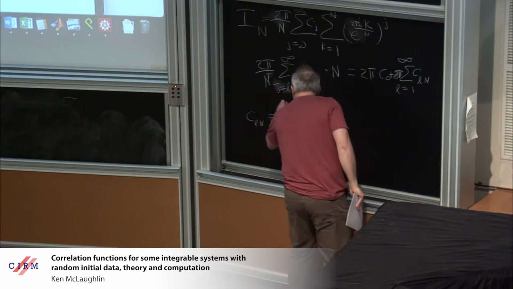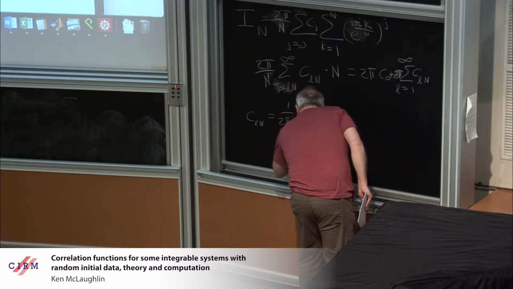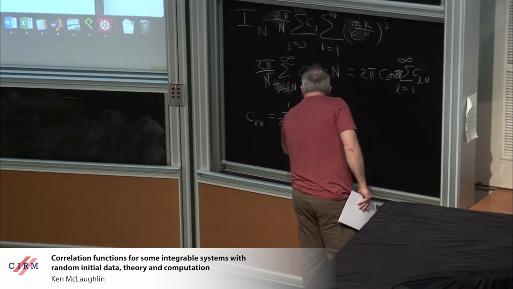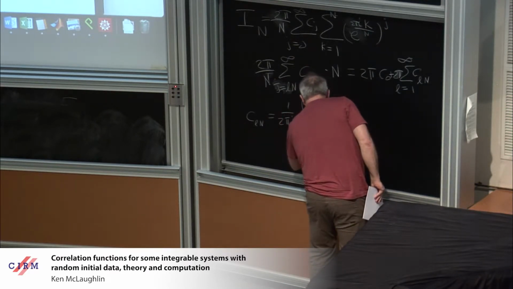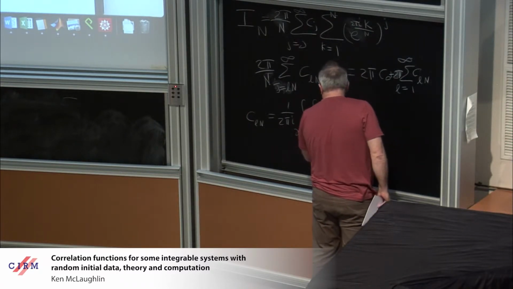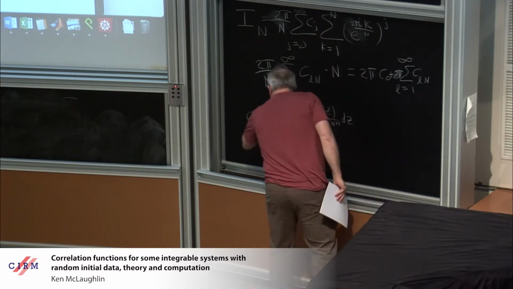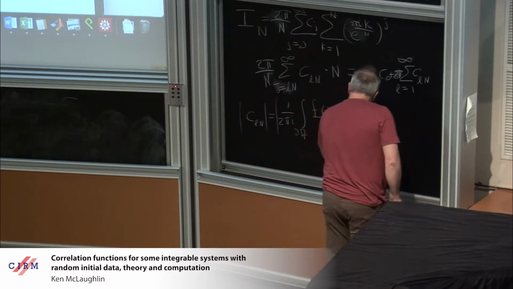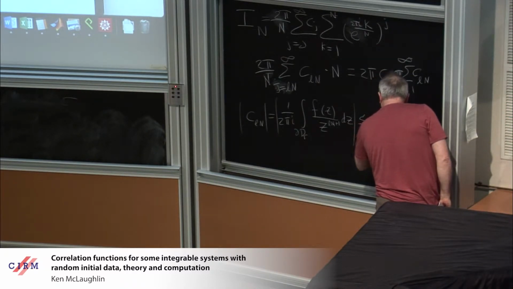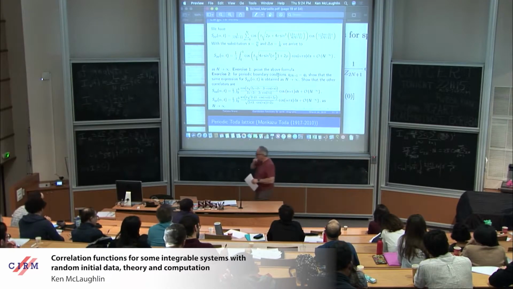is 1 over 2 pi i, the integral over the boundary of a disk of radius R with R bigger than 1, of f(z) over z to the Ln plus 1 probably, dz. And you can control that by a C over R to the power capital N for all L. That gives exponential convergence, okay?